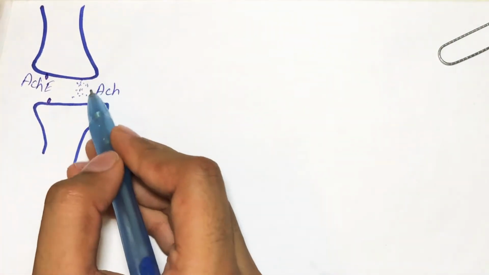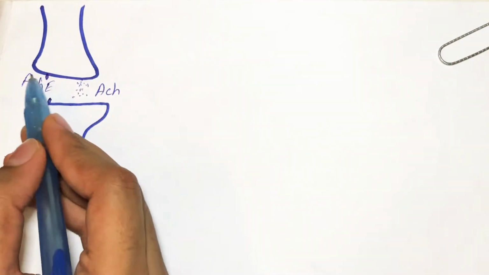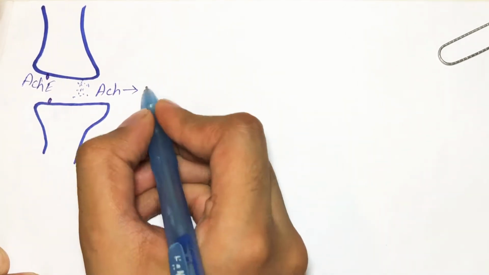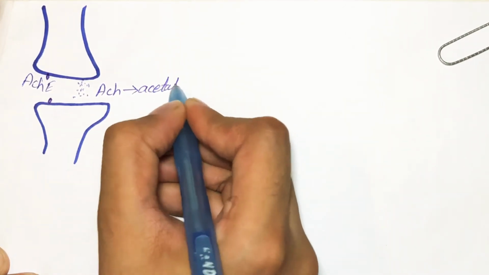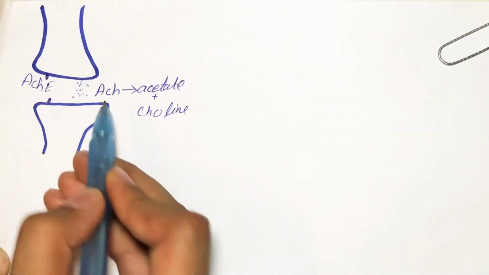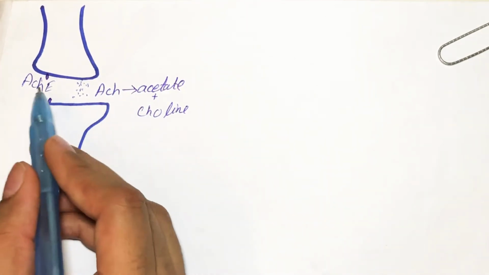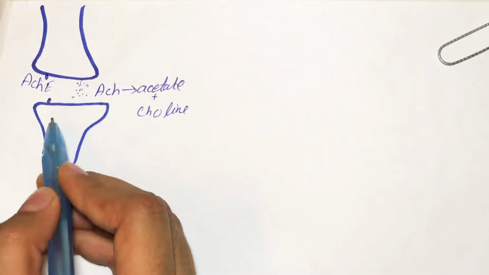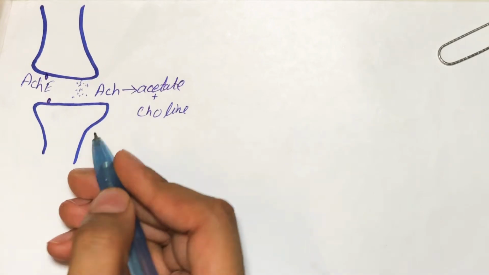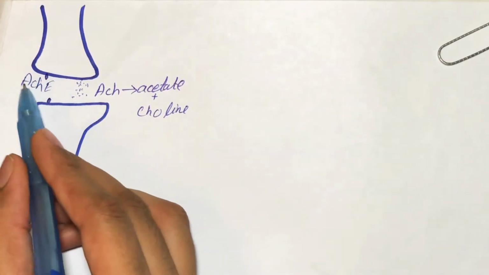So what happens when there is acetylcholine in the synaptic cleft? There is also the presence of an enzyme which cleaves this acetylcholine into acetate and choline. So this enzyme causes the degradation of acetylcholine, and it is attached to both the presynaptic neuron and the postsynaptic neuron. But what happens when we take inhibitors or inactivators of this enzyme?